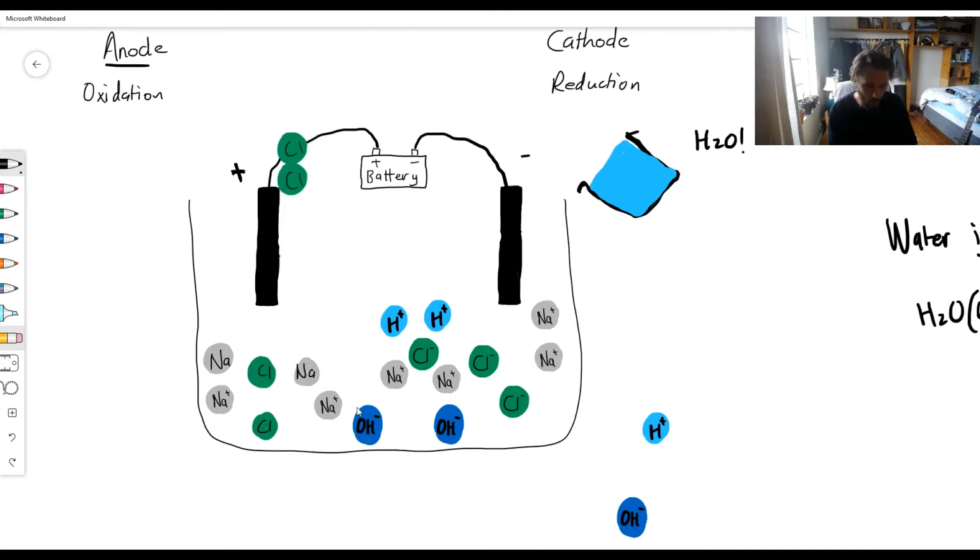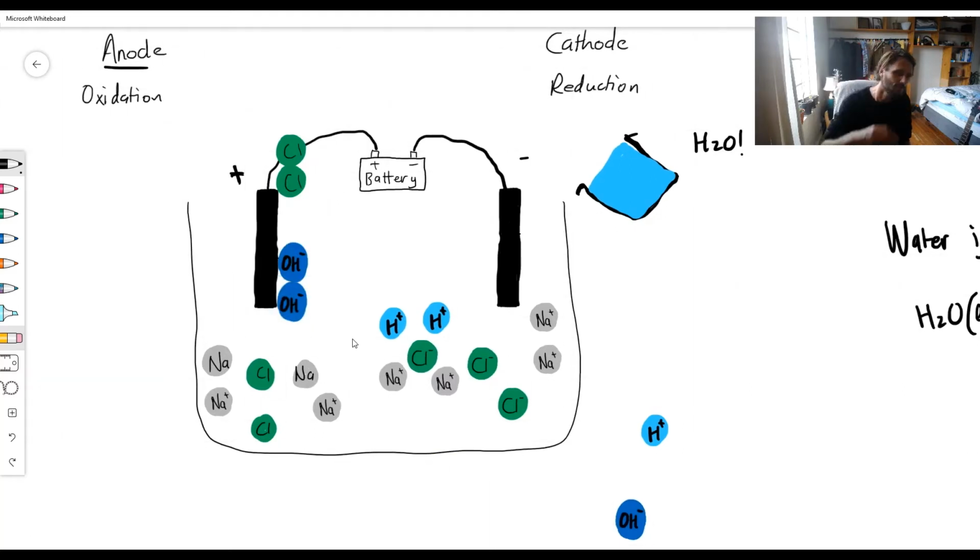But what about the OH minus? Well, these are also negatively charged, so these are also attracted to the positive terminal over here, or the positive electrode. In international GCSE, we don't really need to know what happens to these OH minus ions. Because there are more chloride ions in solution, we're mainly going to form chlorine gas at the anode.